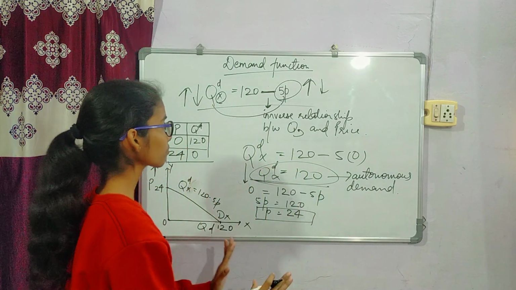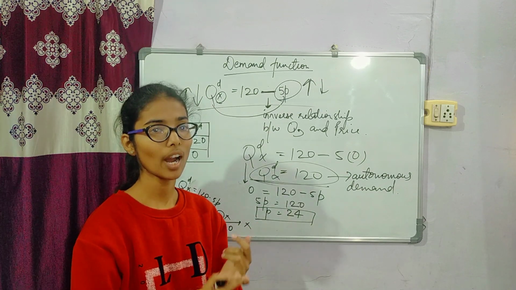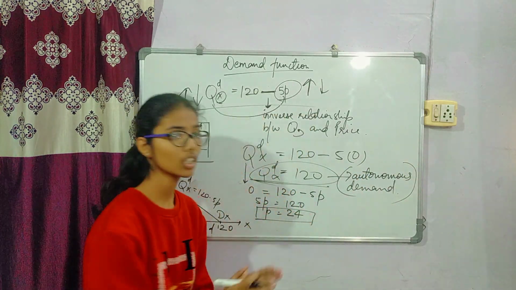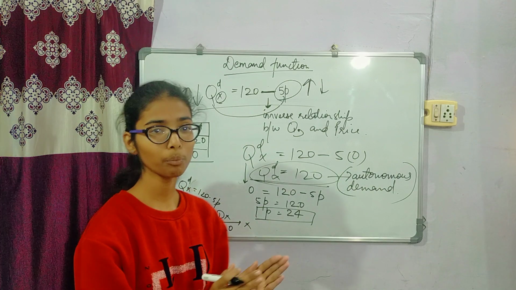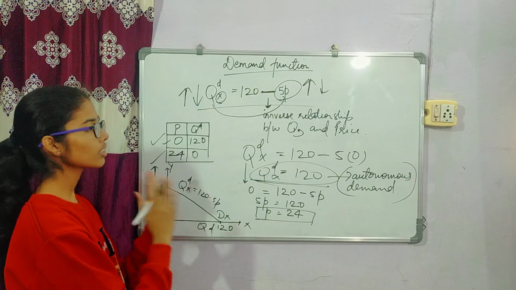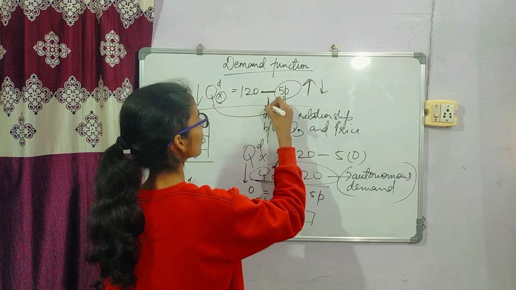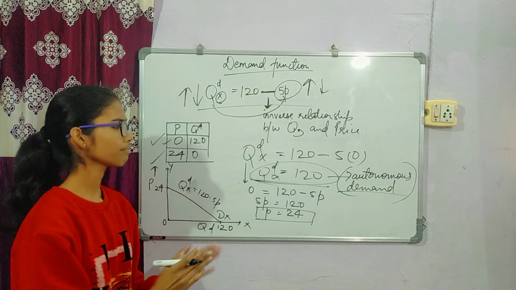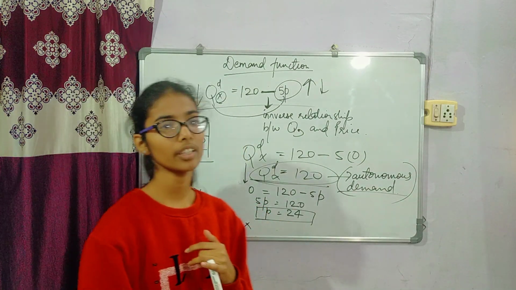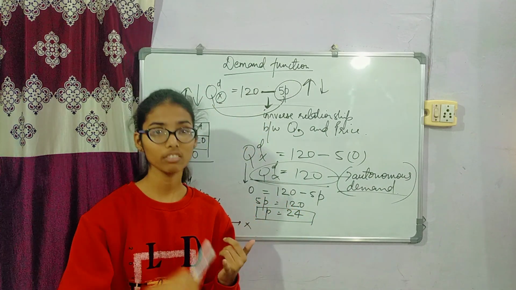And when the price of the commodity is 0 and there is still demand in the market, that demand is called autonomous demand. These are very important points from the examination point of view. So this is the demand function, you have to remember these points, and this is all easy. I think there is no difficulty in this. We are done with the demand function, and we will take another video on the inverse demand function.